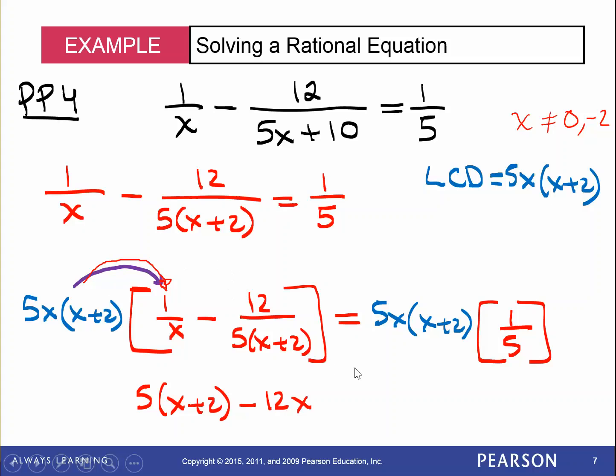Let's see, 12. Well, the 5 is going to cancel. The x plus 2 is going to cancel. So I'm just left with an x. Let me erase that actually. I don't want that in there. Okay, all the way at the end over here, there's a 5 here, 5 here. Those are going to cancel, so we're left with x times x plus 2.